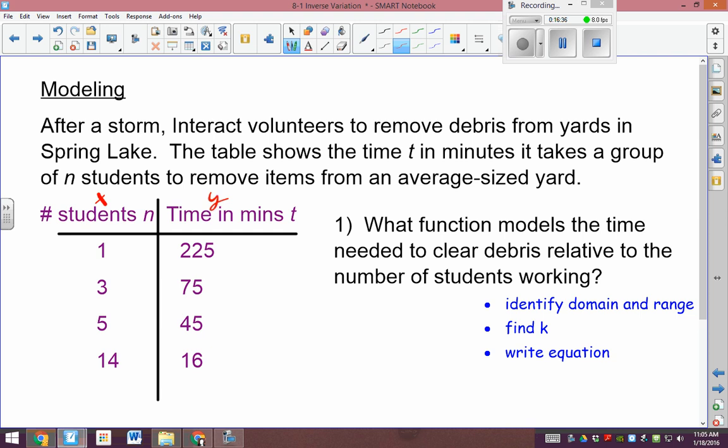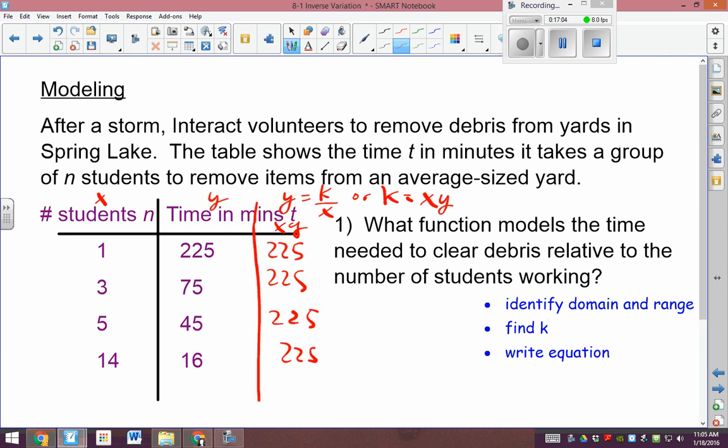Do we have to decide if this is direct or inverse? I think we should take a look at that. Why don't we try our inverse first, which would be k equals x times y, because they have a common product. That's a little easier to multiply. So we get 225 here. 75 times 3 is also 225.